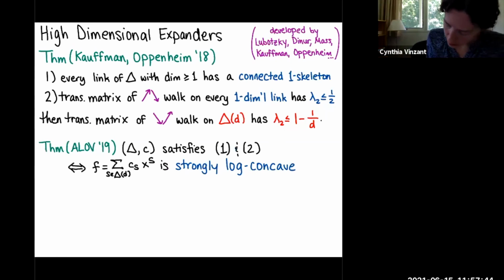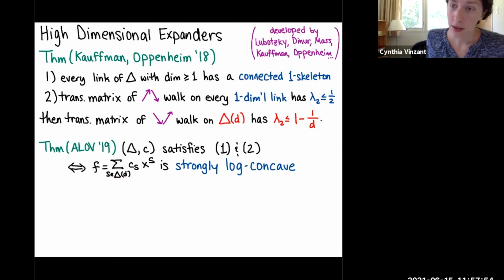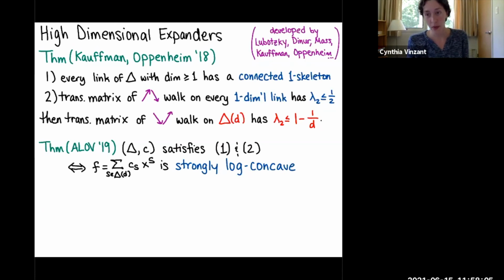And in general, they prove a more complicated version of this. But the reason I told you this version is that it actually corresponds exactly to the generating polynomial of this simplicial complex being strongly log concave. And so in particular, this will hold for the independence complex of an arbitrary matroid.